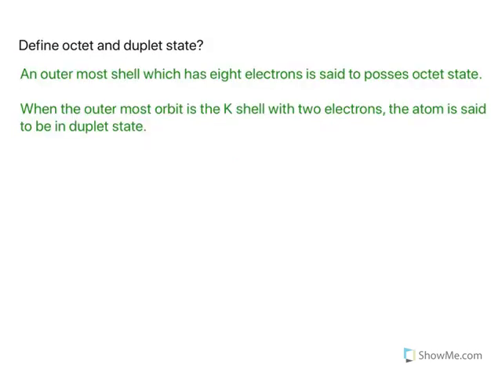Define the octet and duplet state. Now, octet is when the outermost shell has 8 electrons, it is said to possess the octet state. Now, if an atom has 8 electrons in its outermost shell, the atom is said to have possessed the octet state. And the duplet state is when the outermost orbit is a K shell with 2 electrons. The atom is said to be in a duplet state.